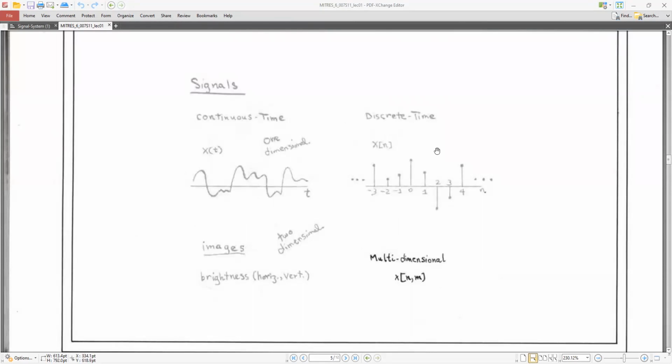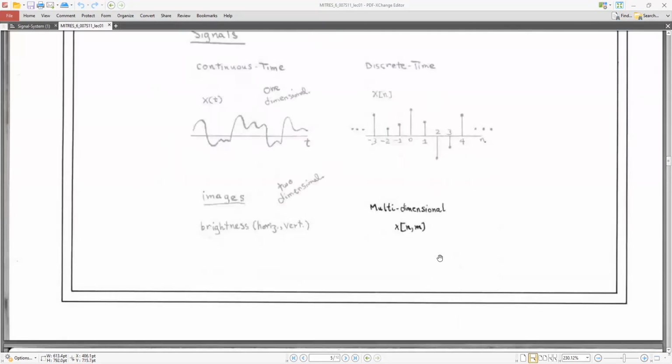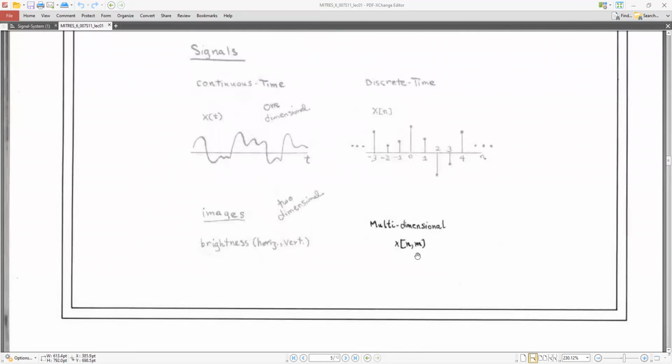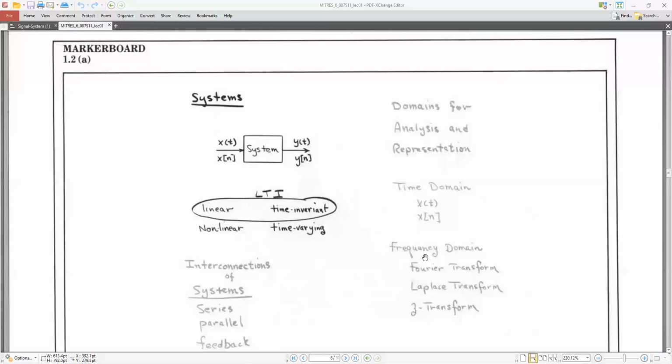Continuous time signal, and that is the discrete time signal. If you have multiple dimensions, then you can write x of n comma m. You can write like this. Okay.